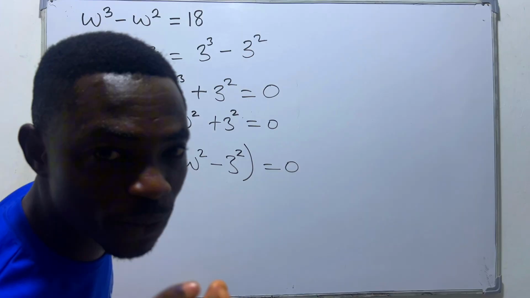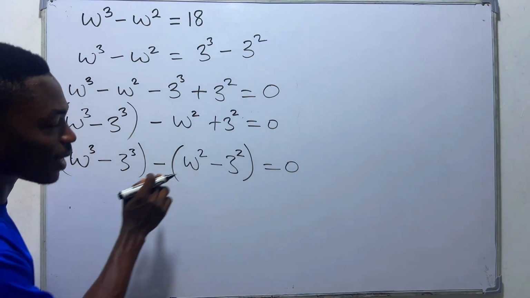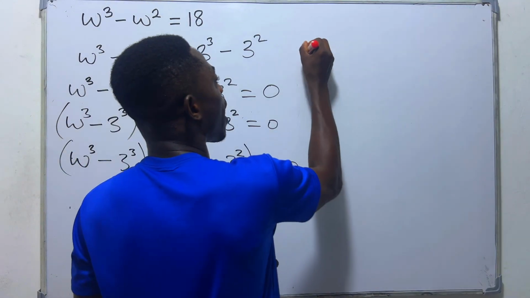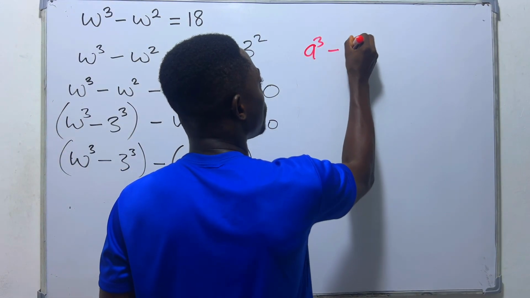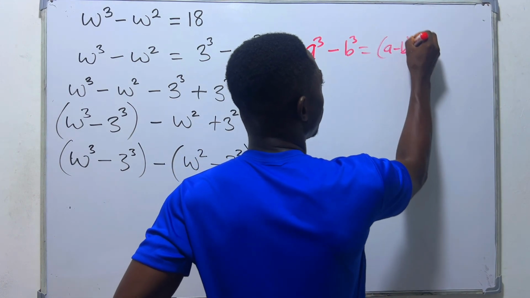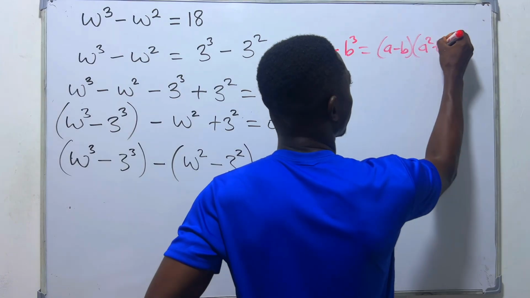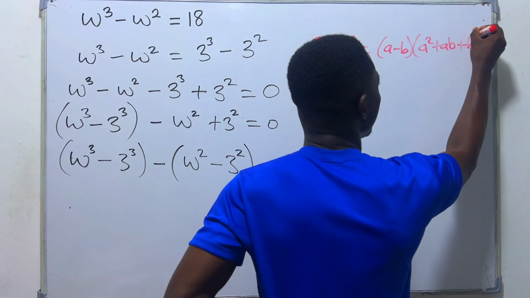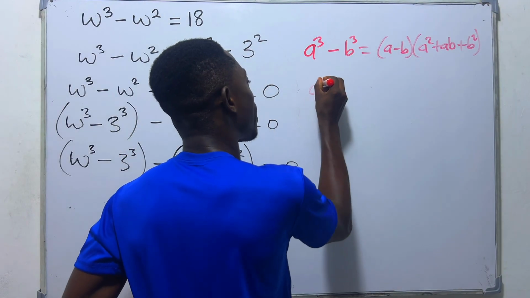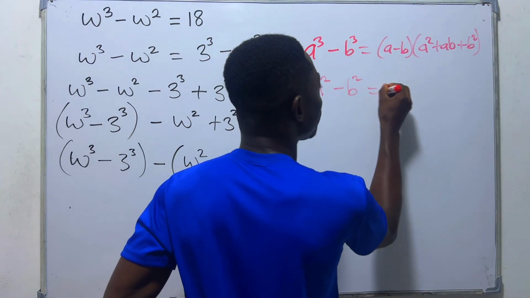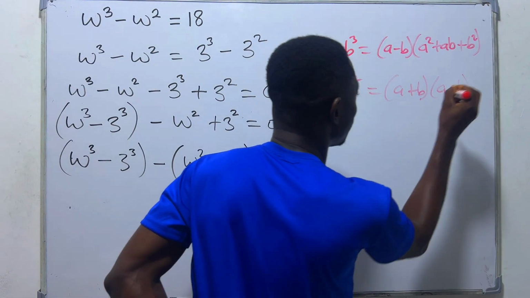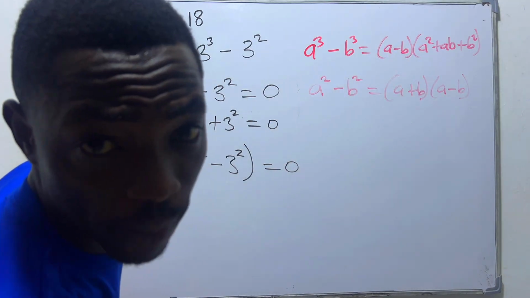Now, before we proceed from here, we have difference of 2 cubes, difference of 2 squares. What are their identities, right? Remember this. If we have a cubed minus b cubed, its identity is going to be a minus b, and then times a squared plus ab plus b squared. Y'all remember this, right? Cool. And then if we have a squared minus b squared, which is the same as a plus b times a minus b. So these are the algebraic identities that we're going to be applying right here.